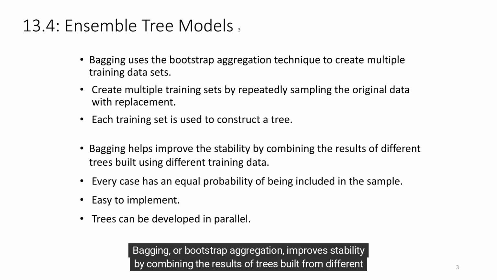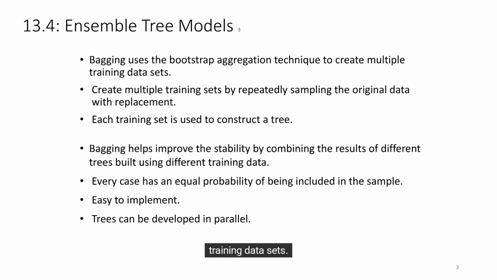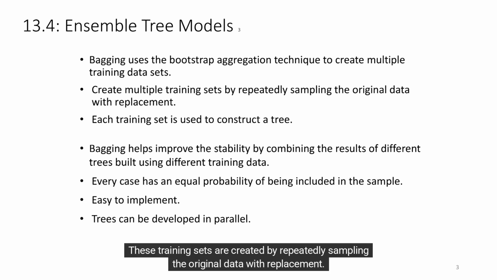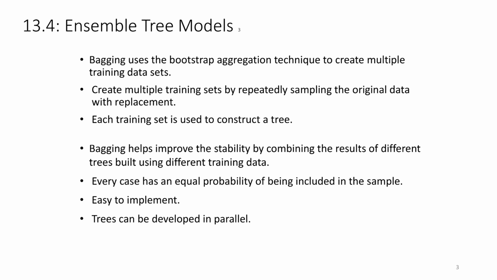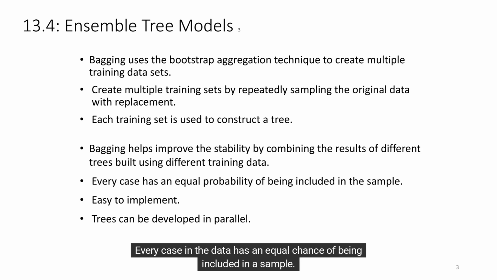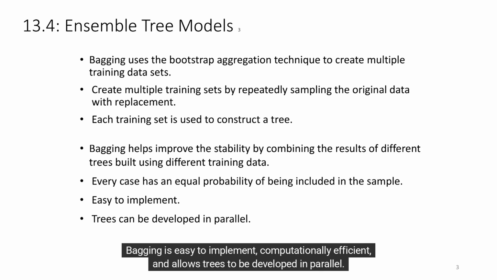Bagging, or bootstrap aggregation, improves stability by combining the results of trees built from different training datasets. These training sets are created by repeatedly sampling the original data with replacement. Each sampled set constructs a tree, and the predictions of these trees are averaged. Every case in the data has an equal chance of being included in a sample. Bagging is easy to implement, computationally efficient, and allows trees to be developed in parallel.